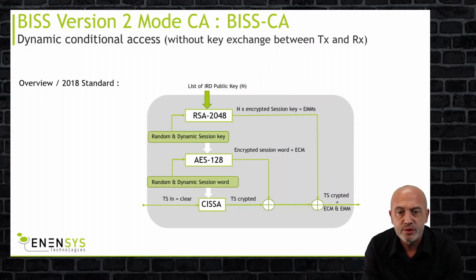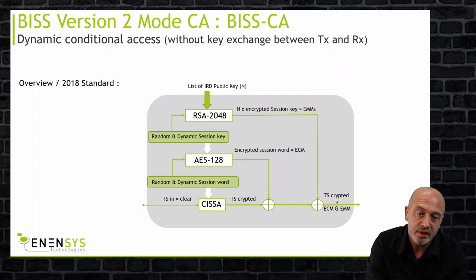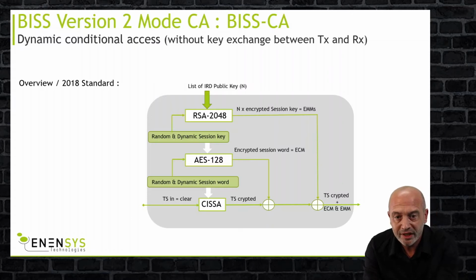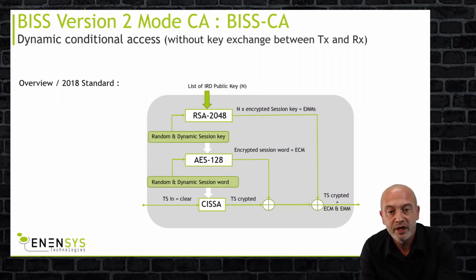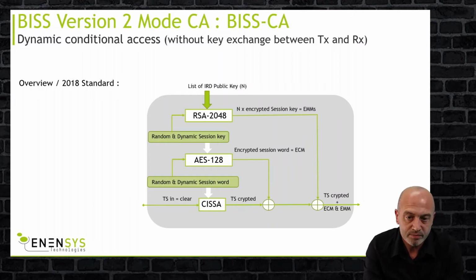Each key is transmitted as encrypted data to the receiver in the transport stream. The encrypted session word is transmitted inside the ECM table, so you have to set in the GUI the PID of this ECM table. And the session key is encrypted per receiver using the corresponding public key of the receiver inside the EMM table.